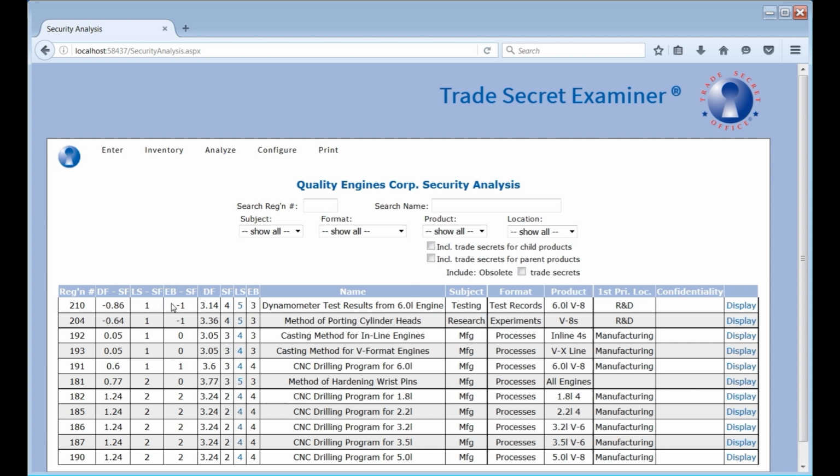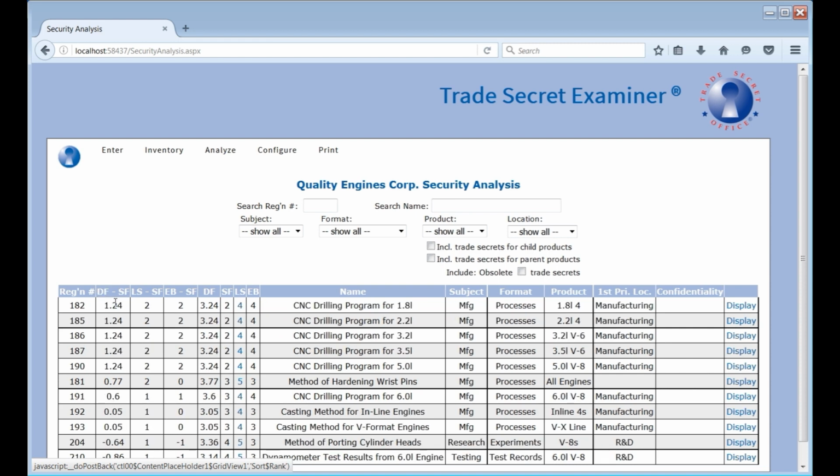And the economic benefit minus the security factor: the economic benefit is a 3. That's its value to the company. And the security factor is a 4. So we're protecting it commensurately with how important it is to us. But let's sort this and put the big numbers on the top. Now I have a defendability factor minus a security factor of plus 1.24. So the defendability factor is a 3.24, and the security factor is only a 2. Maybe that should be protected better. And if I look at the location security minus the security factor, this is in our manufacturing location.